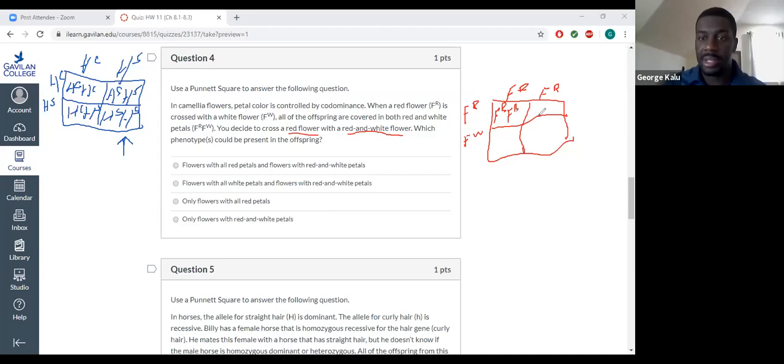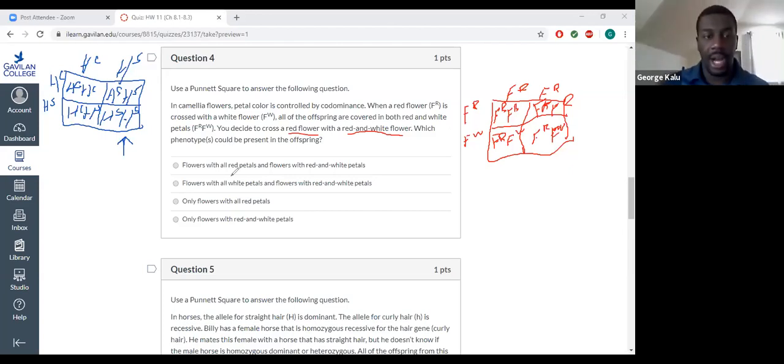Top right box, again, FR. Bottom left, we have FR, FW, and then down here we have FR, FW again. All right, so based off of our Punnett square, what phenotypes could be present?